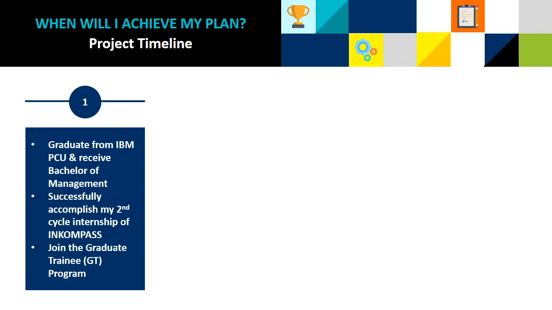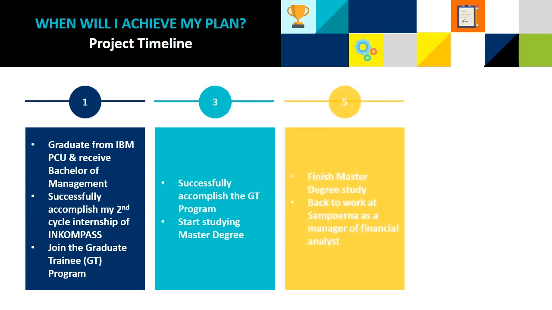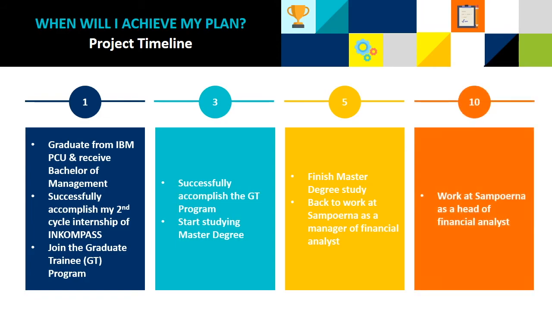By joining the graduate trainee program at Sampurna for 2 years, I expect in the third year I will finish my graduate trainee program so I can start my MBA degree abroad. Since it takes 2 years to finish a master's degree, in 5 years I expect I will graduate from my master's degree and I will go back to Sampurna to work as a manager of finance analyst. With 5 years experience as a manager, I would like to be promoted as the head of finance in Sampurna.